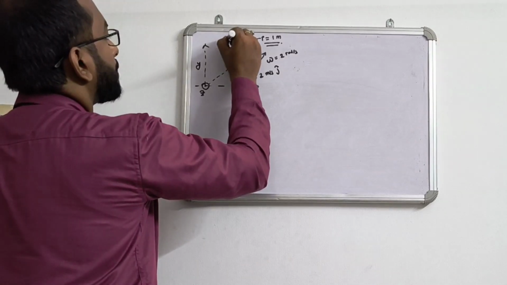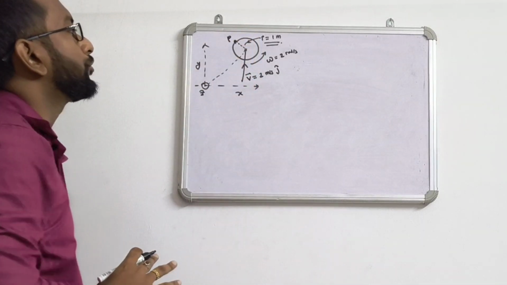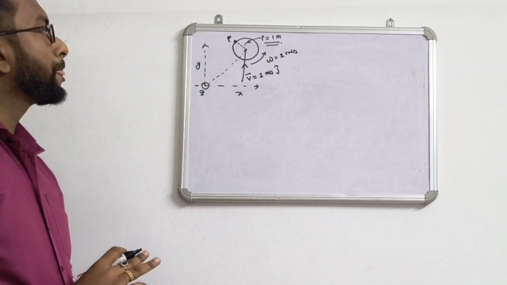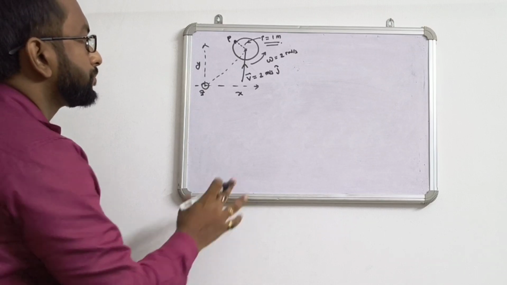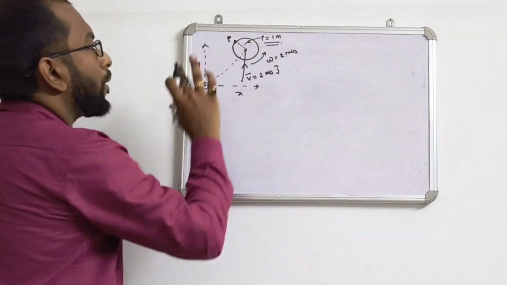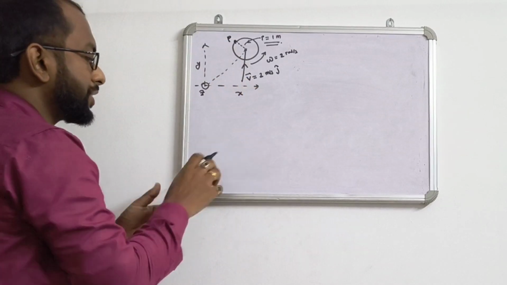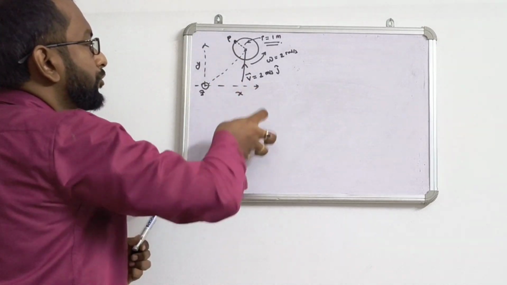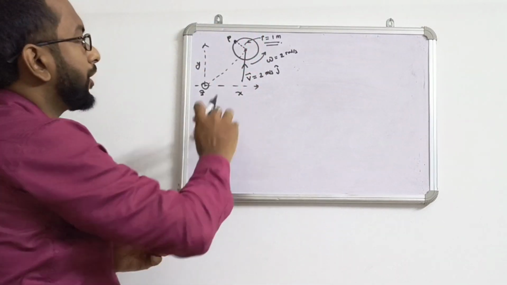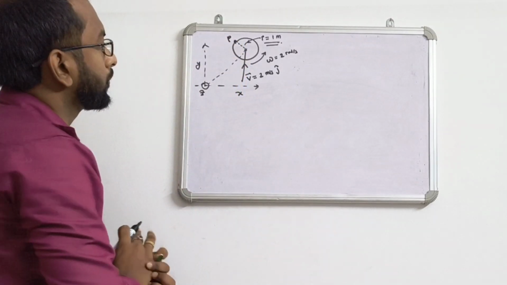So for this point P, which is located here, I have to find out what is going to be the velocity of that point. See, it is a combined motion. This disc is rotating as well as moving upward, so it is rotating and it is moving in the y direction. You have to find out the velocity of the point P.